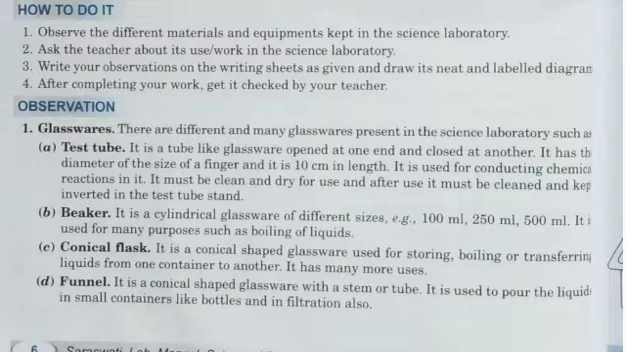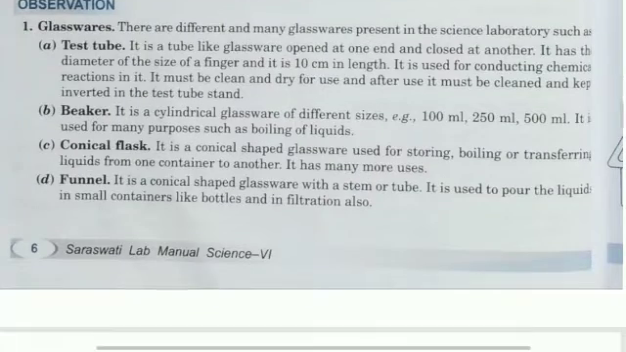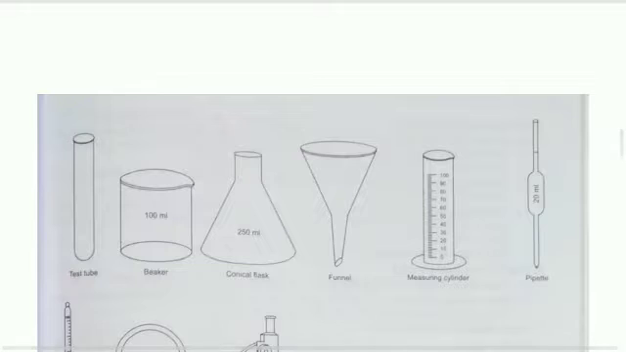Funnel. A funnel is a conical shaped glassware with a stem. It is used to pour liquid, mostly in filtration, and in small containers like bottles. Used in pouring, मतलब एक से दूसरे में डालने के में यूज होता है, and also in filtration.